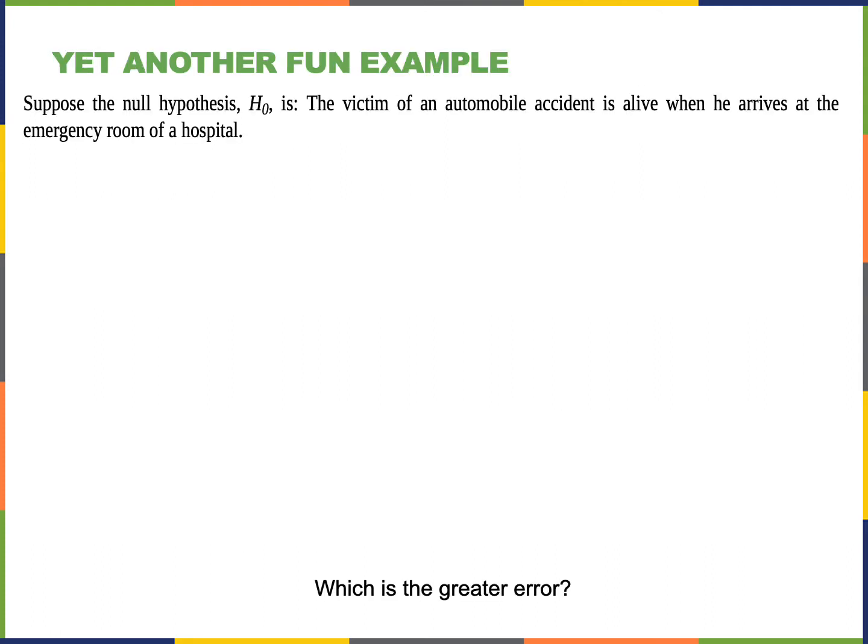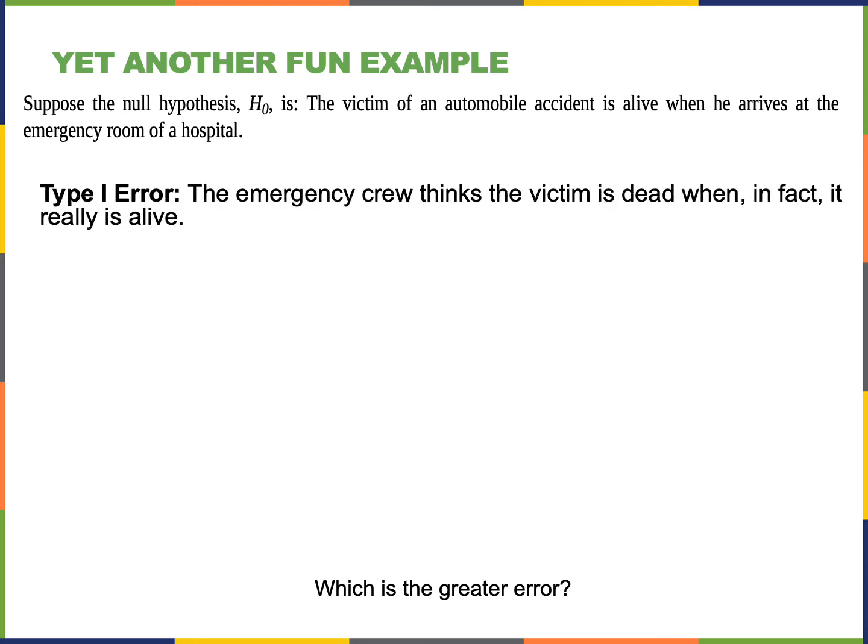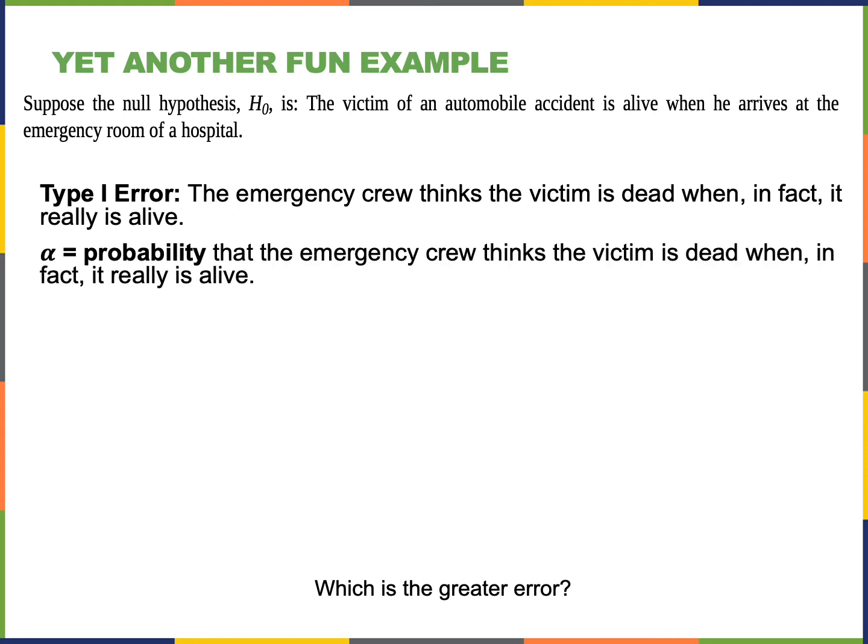All right, so let's do yet another fun example. Suppose that the null hypothesis is that the victim of an automobile accident is alive when he arrives at the emergency room of a hospital. What would be the type 1 and type 2 errors? The type 1 error would be that the emergency crew thinks the victim is dead when in fact he really is alive. That would be the probability that the emergency crew thinks the victim is dead when in fact he really is alive.